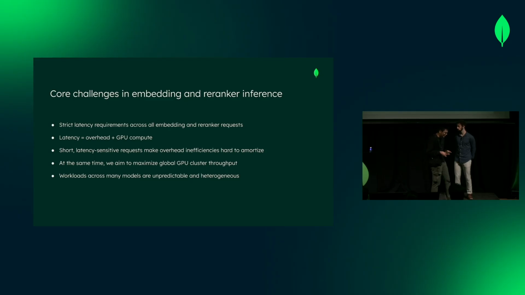And one last challenge I wanted to mention is that in production, we serve many different embedding and reranker models, fine-tuned for various use cases. And workloads across these different models tend to be unpredictable, bursty, and heterogeneous, which further stresses our infrastructure. So as we go through this talk, these are the core challenges and constraints that will motivate different trade-offs we make and also design decisions that we've decided on.